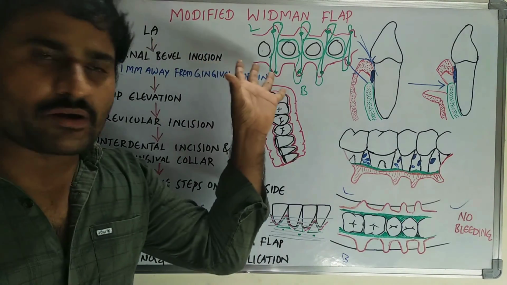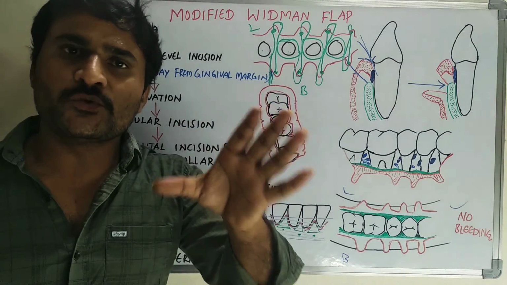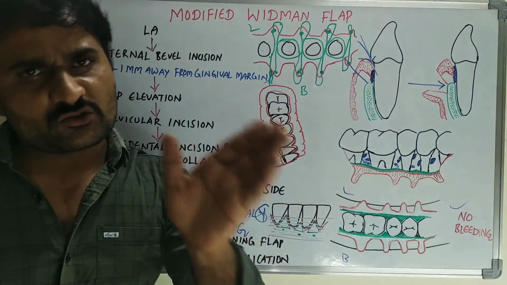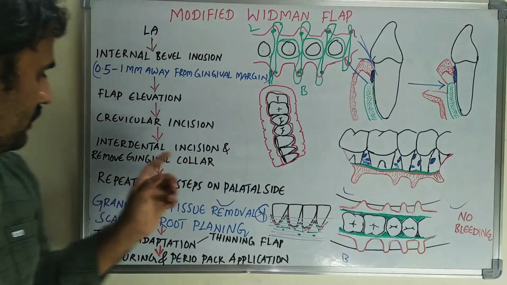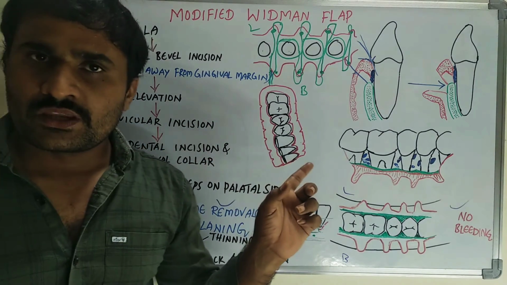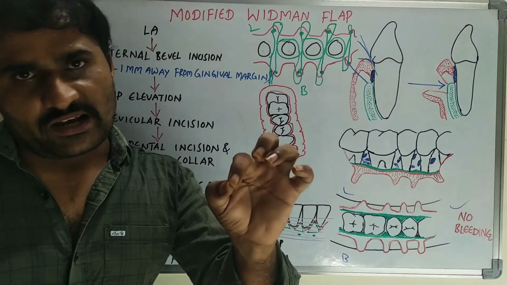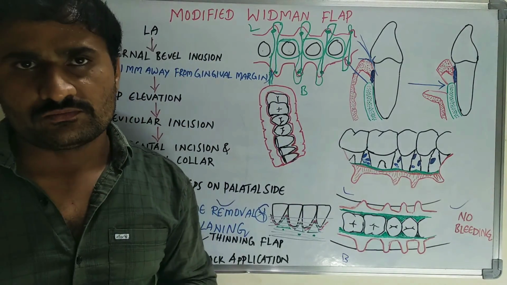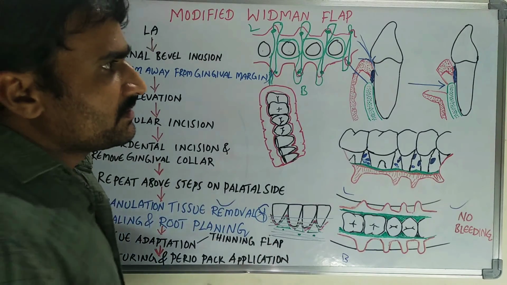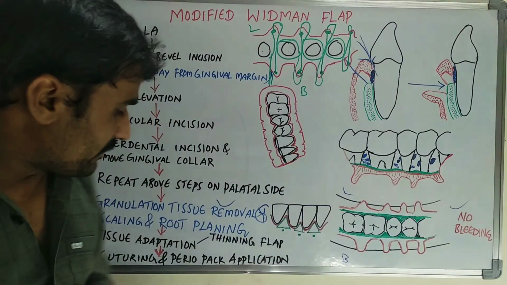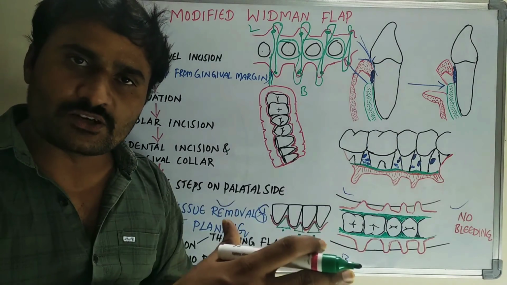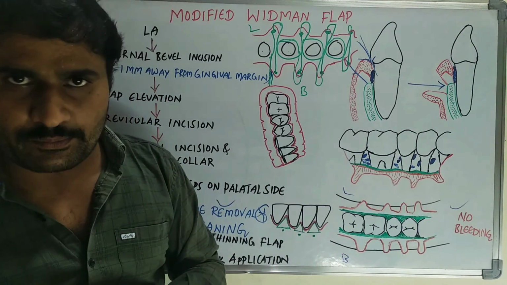For making internal bevel incision and crevicular incision, you can use number 11 or 15 or 12 blade, right? 12 or 12D blade, right? But for interdental incision, you have to use Orban's knife. Otherwise, you can simply do it with a curette also. You just have to remove this gingival collar. And after suturing, you have to place the periopac. Periopac is again a very important short answer question. We will discuss it in a separate video.